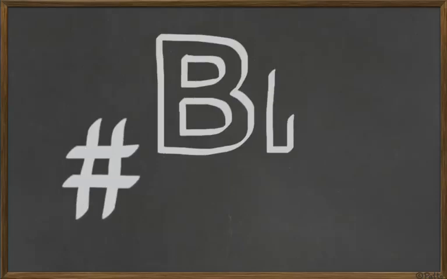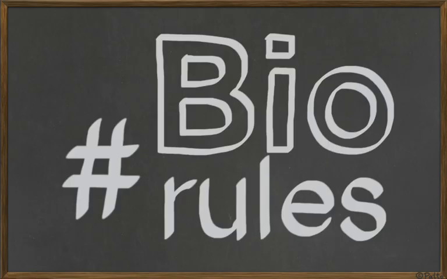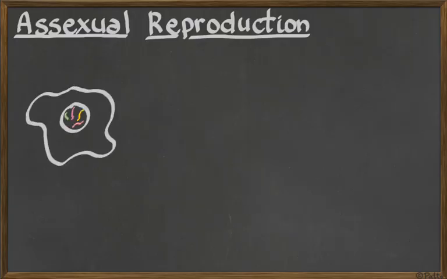Welcome to BioRules. Today we are going to be talking about reproduction in plants. Specifically, we are going to start taking a look at how it is possible for sexual reproduction to happen. So, for us to see how sexual reproduction happens, first you have to see how asexual reproduction happens, and this is the simplest way of reproduction.